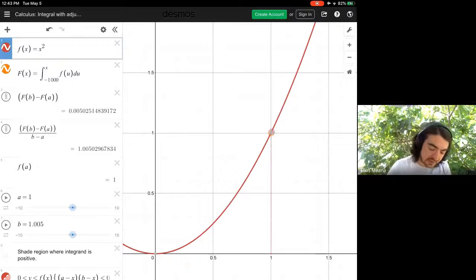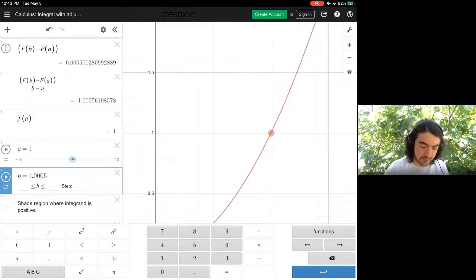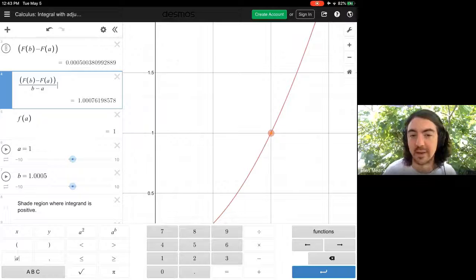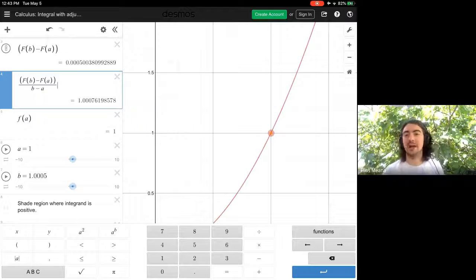And so we can make this even smaller, and we can see, yeah, we're getting much, much closer, right? It's now 1.000761, whatever, okay? So that's really, really close to the actual value of f of a there, okay? Is everybody okay with that?